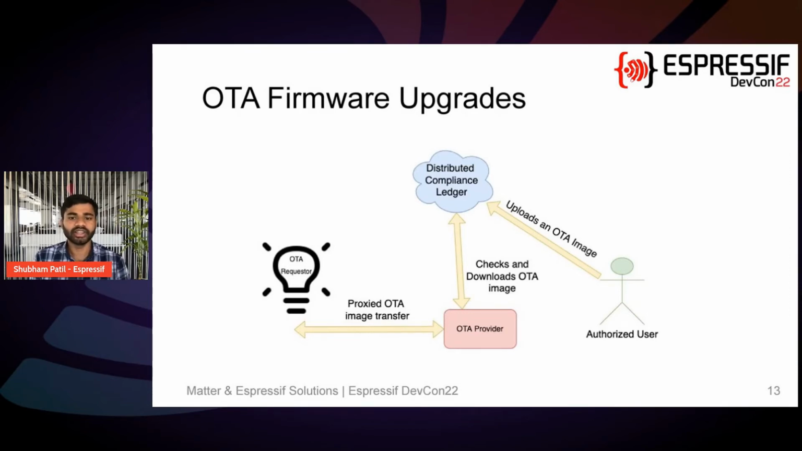The flow is like this: an authorized user uploads an OTA image to the distributed compliance ledger. Then the OTA provider downloads the OTA image from the distributed compliance ledger and forwards it to the OTA requester using the Matter protocol. The distributed compliance ledger is a distributed information system which contains information related to the vendors, certification related details, and OTA URLs.